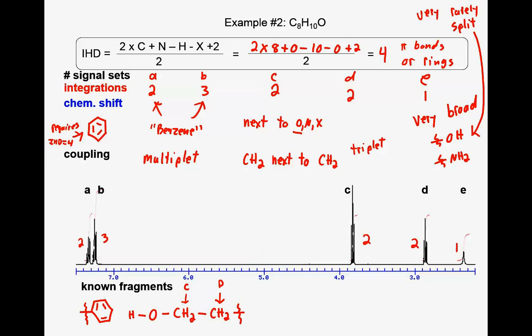Okay. So in this case, have we used all of our atoms? Yes, we have. So can we put that together? Yep, I think we can. So we would end up with a molecule that looks like that right there.